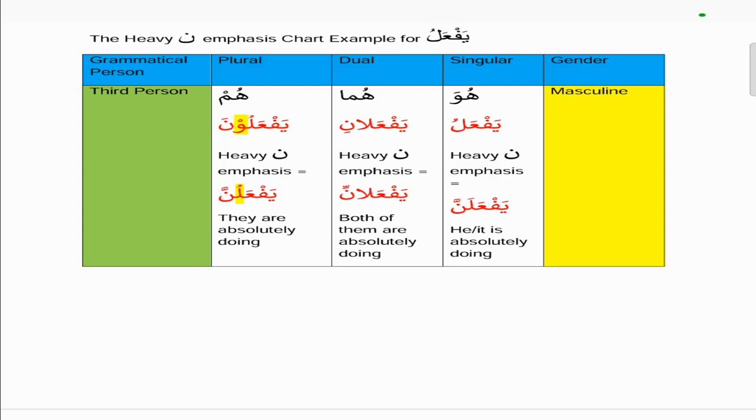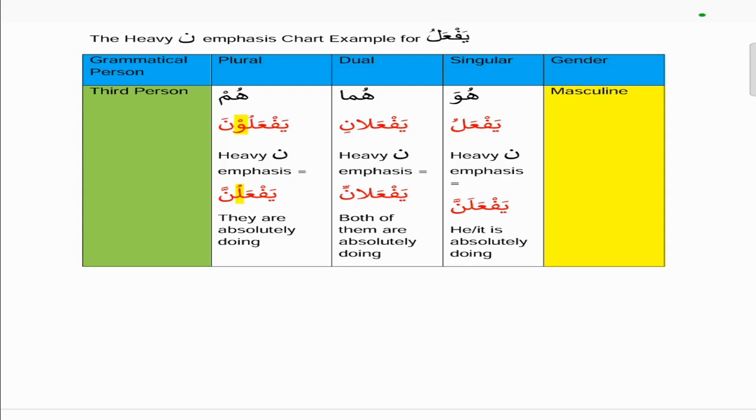And then hum, then we have yaf'aluna, which is the original, and then the heavy noon emphasis would be yaf'alunna, which means they are absolutely doing. And it's highlighted in yellow. In the original version, if you see that we highlighted the wa with the sukoon on it in yellow, because that's a wa, then when you add the noon, it becomes the lam takes a dhamma. That's why it's yaf'alunna.